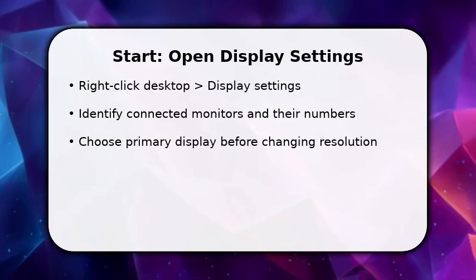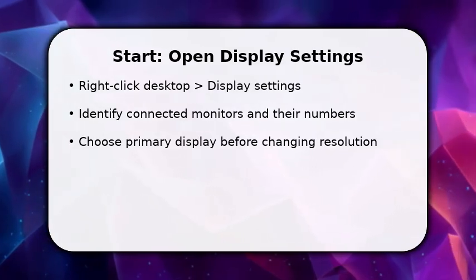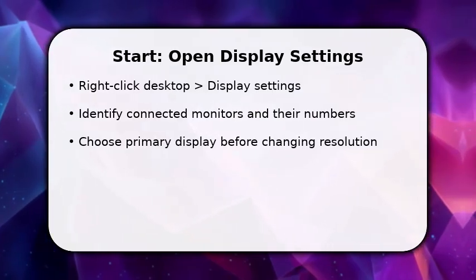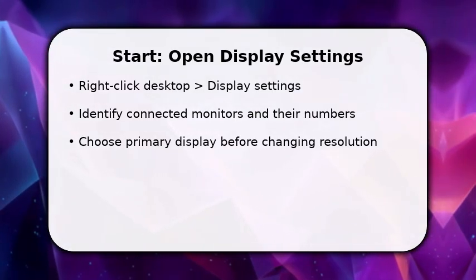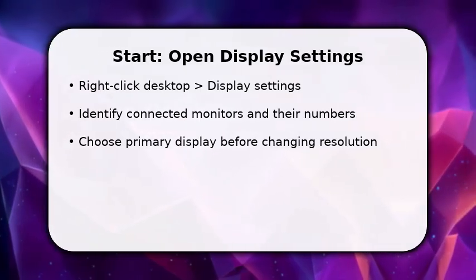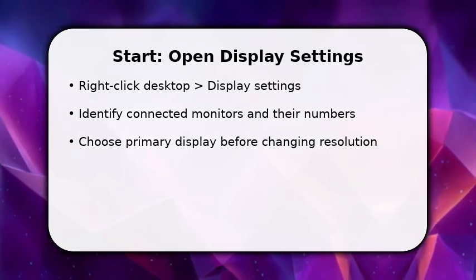You'll begin by opening display settings right away. This is where Windows exposes resolution, scale, and orientation. Once done, confirm which monitor is primary because changes apply differently to each screen. Make sure to note current resolution and scale values so you can revert if needed.